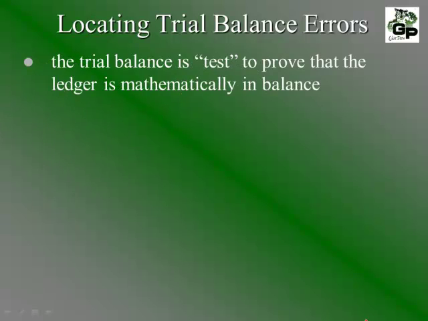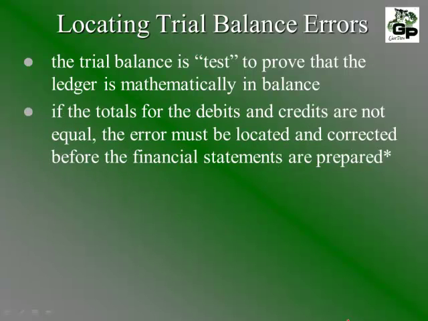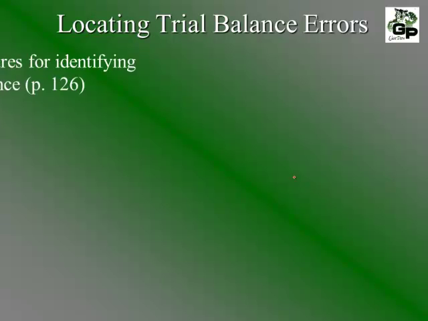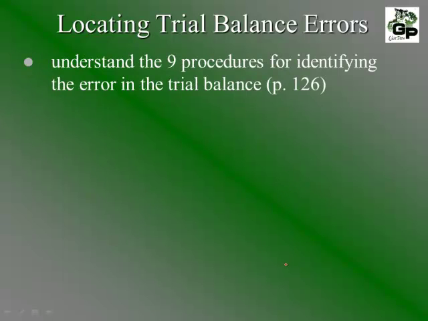We need to have a system for locating trial balance errors. We know that the trial balance is a test to prove the mathematical accuracy. If the totals for the debits and credits are not equal, we must locate this error and correct it before we prepare the financial statements. There are 9 procedures for identifying errors in the trial balance, and these can be found on page 126 of your textbook, as well as on these slides.